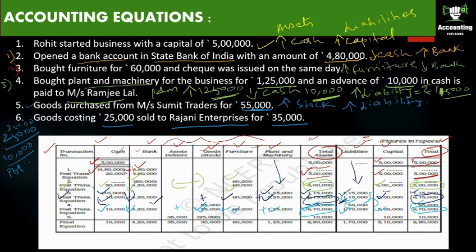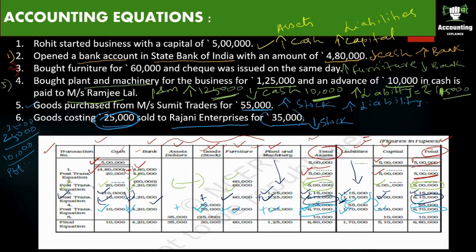What will happen now? Since you have sold goods, your stock is going to be reduced by 25,000 rupees. That is the stock cost of the goods, because you have taken the stock at cost price. So you have to take only 25,000, and you have sold it for 35,000 rupees.